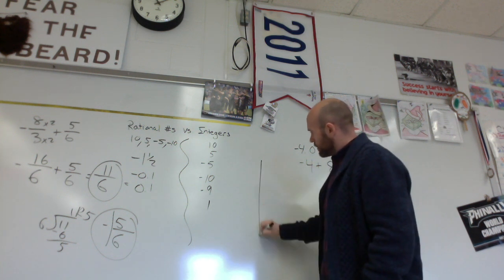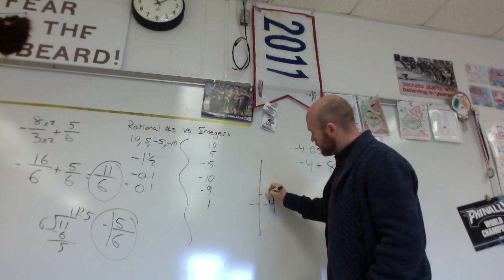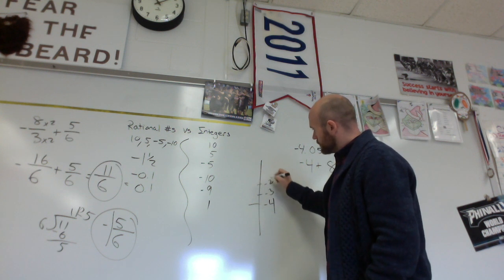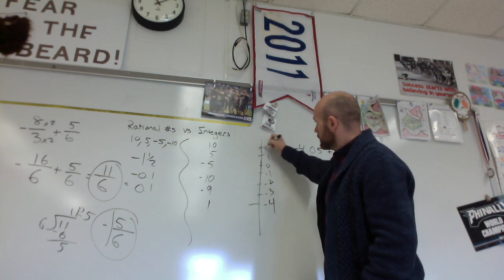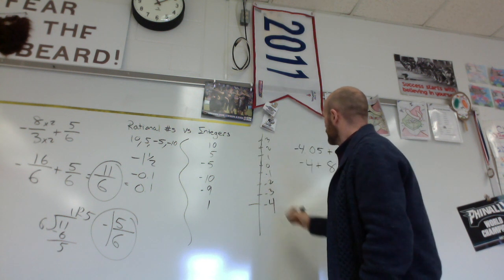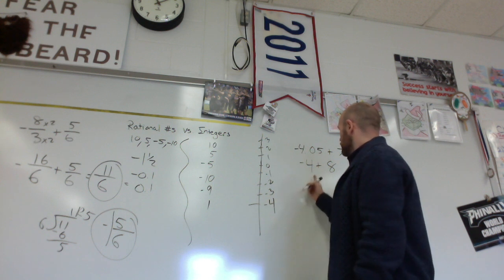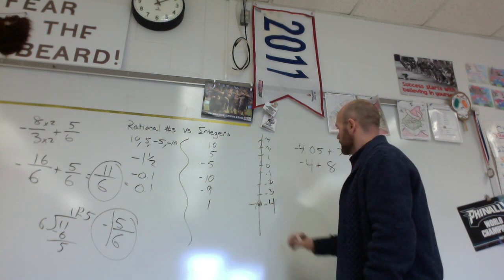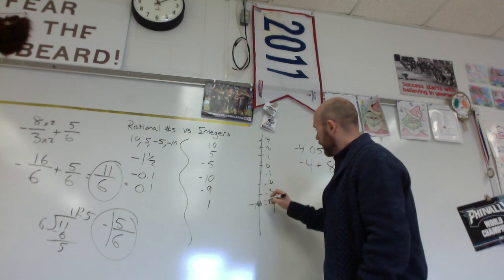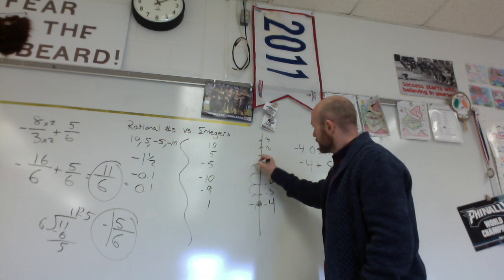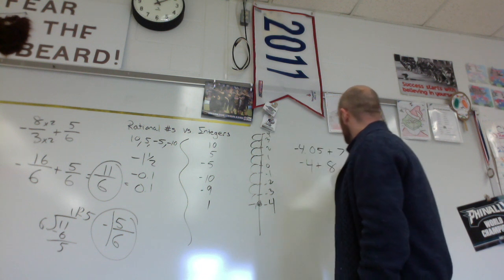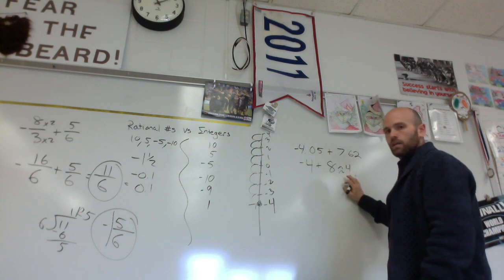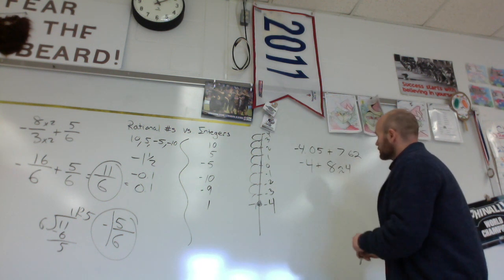And if we put this on a number line, here's -4, -3, -2, -1, 0, 1, 2, 3. Whenever we add, we go up. So our starting point is -4 right here. And we go up 8 units. 1, 2, 3, 4, 5, 6, 7, 8 would put us at 4. So our answer should be around 4.